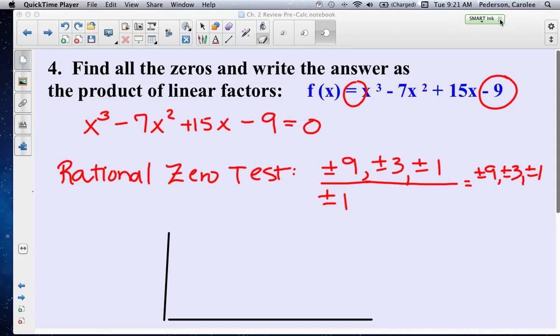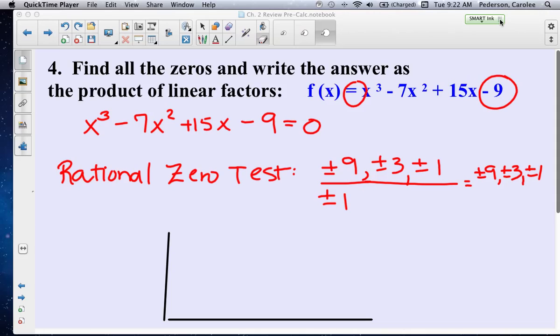With question 4, it says find all the zeros and then write it as a product of linear factors, so write it in factored form. So we need to use the rational zero test because we can't factor it. We say, what are the factors of C, or what are the factors of A.